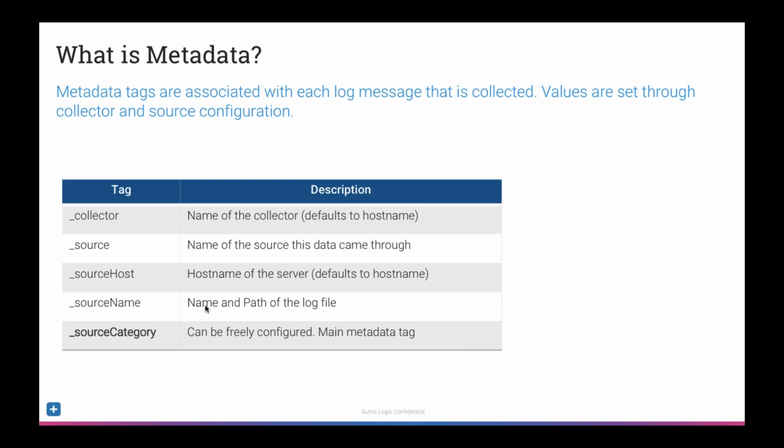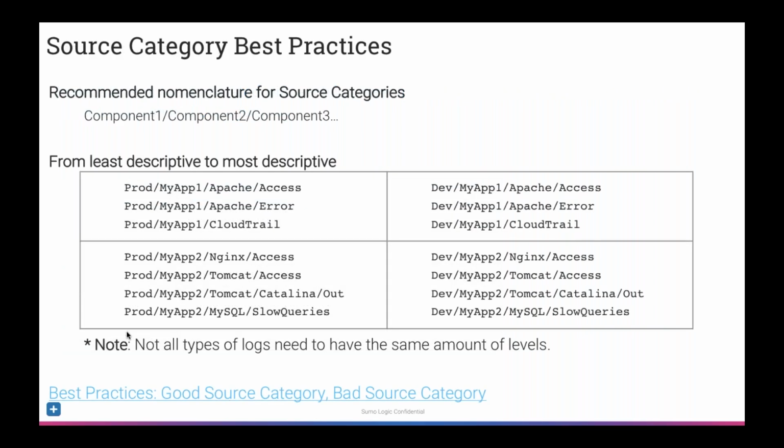So you can even search through your logs looking for the name and the path of the log file if that's what you know. And then there's something called the source category. And this is pretty interesting because it can be freely configured. It can be anything that you want. So because it can be anything that you want, we have some recommendations of what we think you should use to make it a lot easier on yourselves and on your users. And that's what I want to go into, and it's in this next couple of slides.